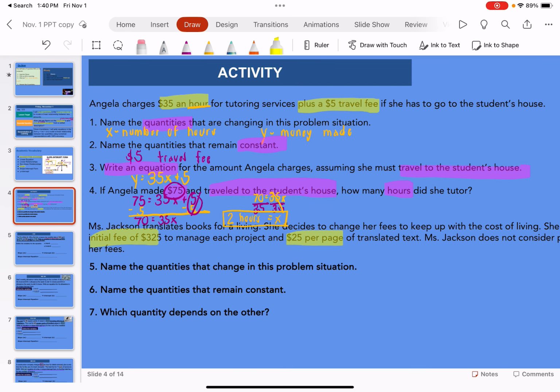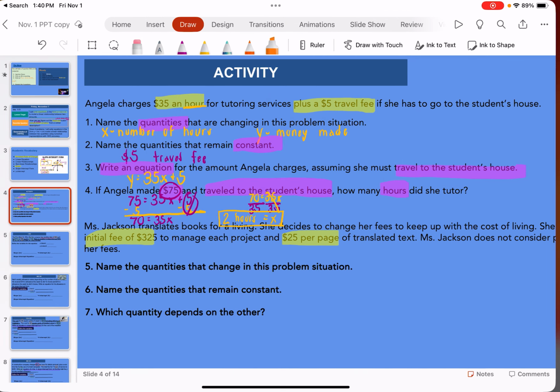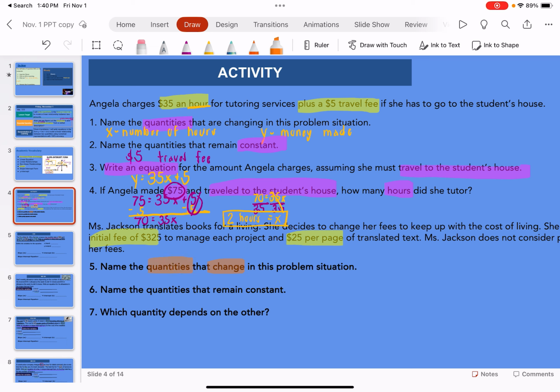Okay, so then number 5 reads, name the quantities that changed. Okay, so we're looking for the quantities that change in this problem solution. So again, I'm identifying my x and my y. So in this case, the thing that changes is the number of pages, right? Because the more pages she translates, the more money she makes. And then our y is going to be the money that she made because, again, she's not doing this for free.